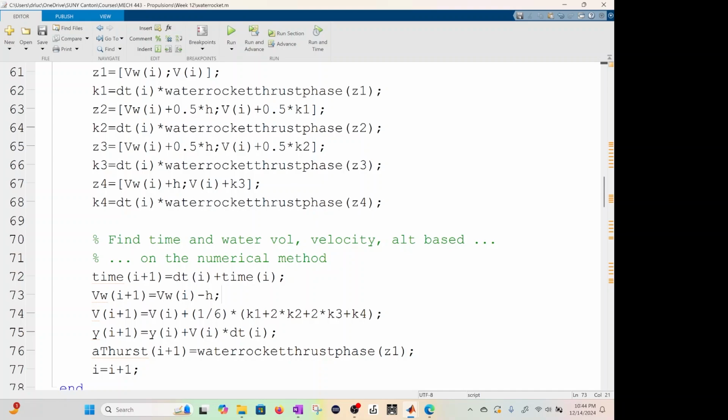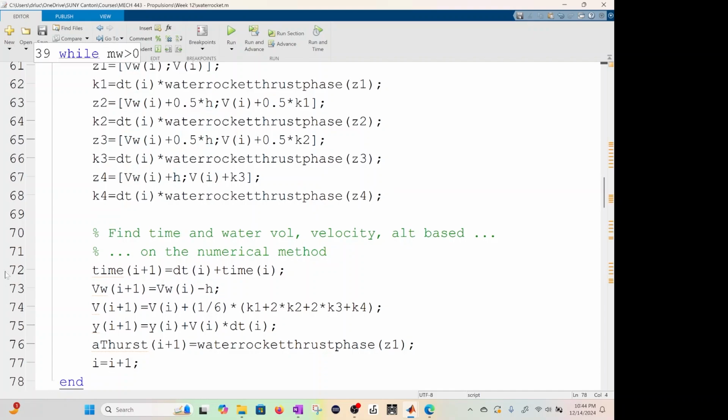Okay, and then here I take the initial water volume and I subtract that, and this is a loop, and it's going to keep doing that. It's going to keep subtracting this amount and telling us, okay, what is the velocity? What's the exit velocity? What's the velocity of the rocket? What's the new water volume? And so forth. Okay.